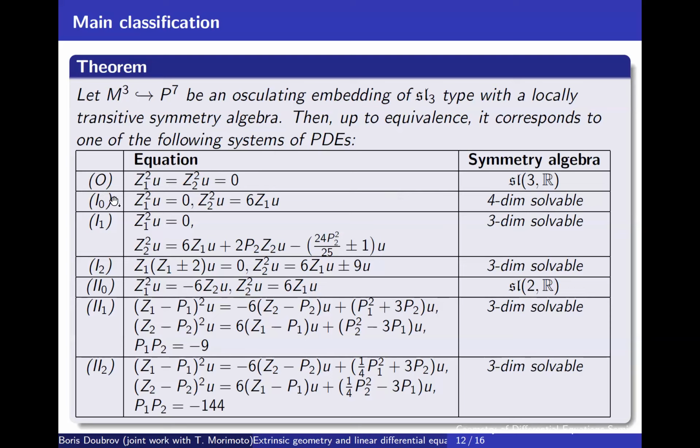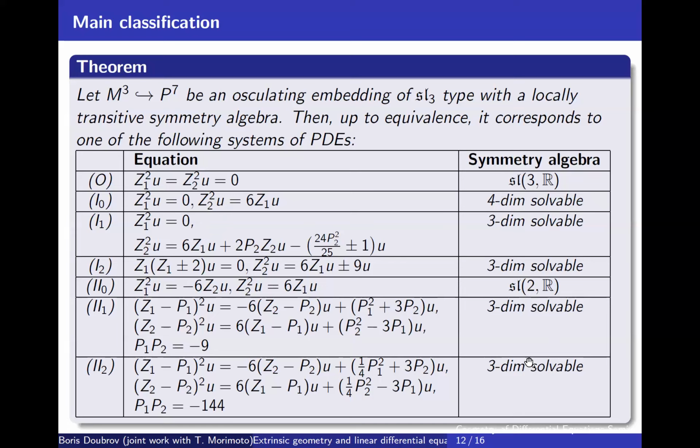Then we have exactly one of them, so it's almost trivial, but it has just some right-hand side appearing here, 6z1u. Again, 6 is a technical coefficient, so it can be actually any in this case. And that's a unique example with a 4-dimensional symmetry algebra which turns out to be solvable in this case. And this is what we call submaximal.